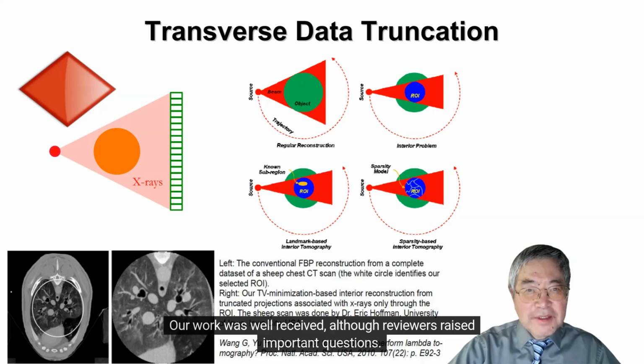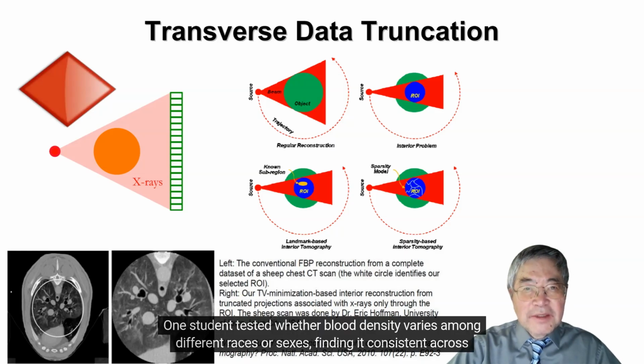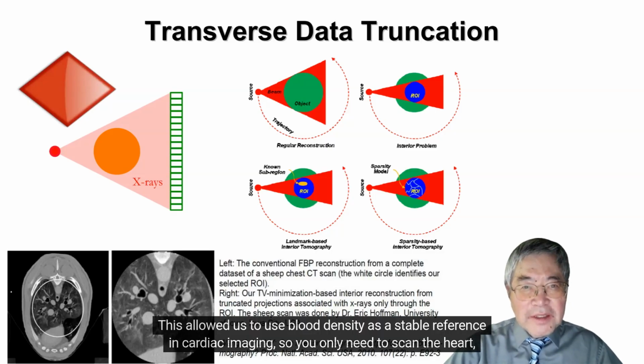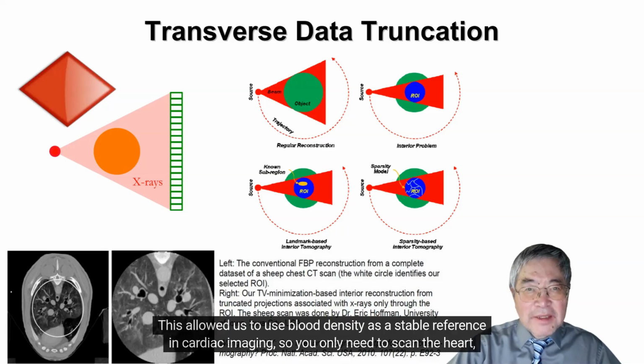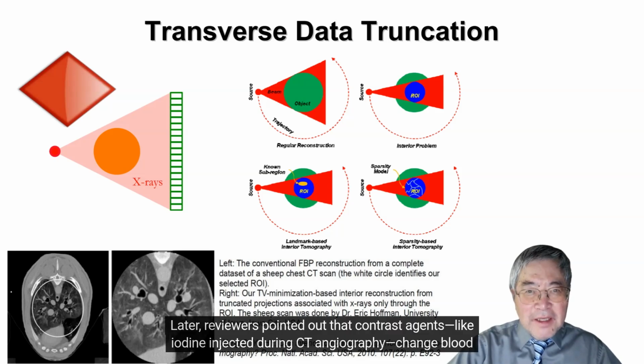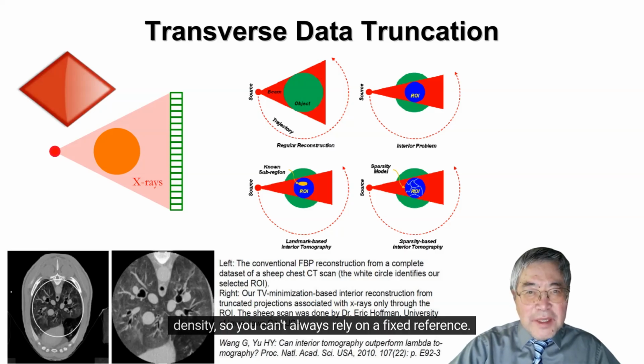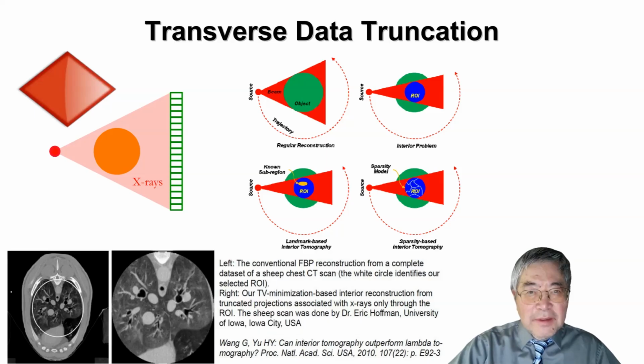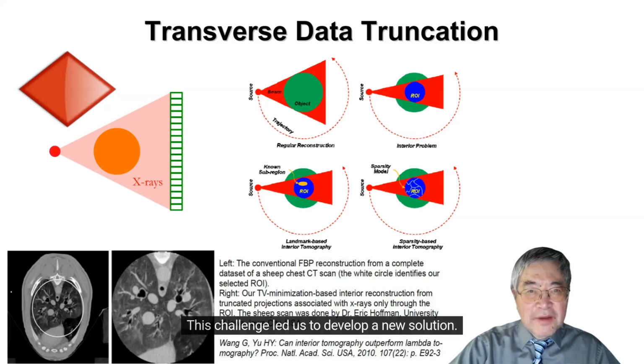Our work was well received, although reviewers raised important questions. One student tested whether blood density varies among different races or sexes, finding it consistent across populations. This allowed us to use blood density as a stable reference in cardiac imaging, so you only need to scan the heart, reducing radiation dose. Later, reviewers pointed out that contrast agents like iodine injected during CT angiography change blood density, so you can't always rely on a fixed reference. This challenge led us to develop a new solution.